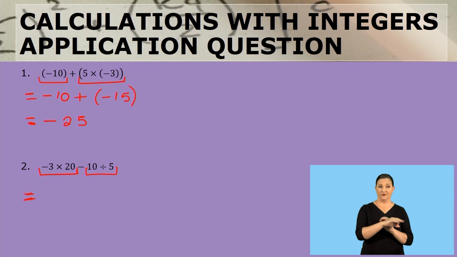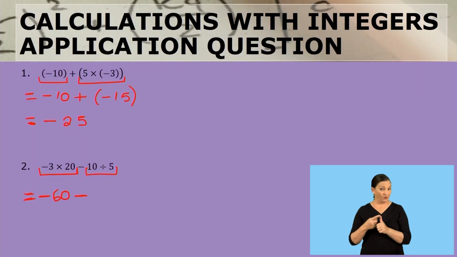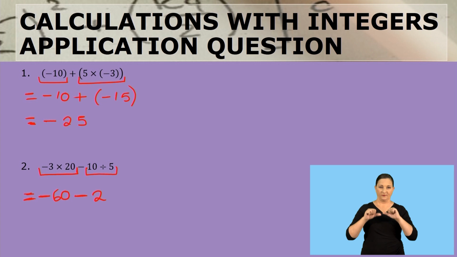Negative 3 multiplied by 20, a negative number multiplied by a positive number gives us a negative answer. And what is 3 multiplied by 20? That is, of course, our 60. So that is negative 60 there. We are going to subtract 10 divided by 5. It's two positive numbers, and we are dividing, so that means that we are going to have a positive answer because both of them are positive. And when we say 10 divided by 5, we know that that answer there is 2.